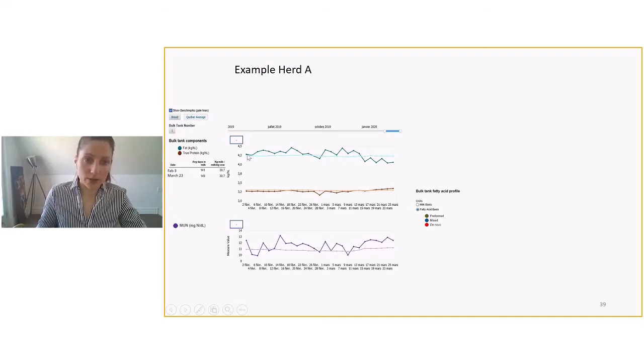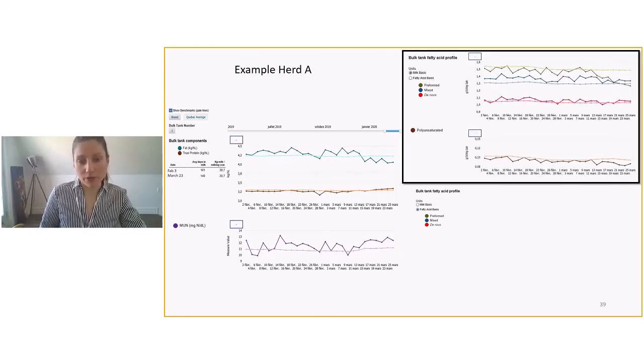Here we see that the butterfat of the producer was quite above average up till mid-March, where the butterfat dropped. At the same time, there's not much of a change in protein, and MUNs might have increased slightly. But when we look more into detail at the fatty acid profile, here in the milk basis, we see that what really might have caused this depression in butterfat in mid-March seems to be the preformed fatty acid.